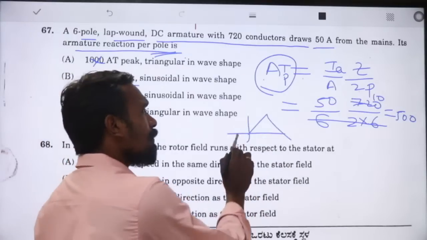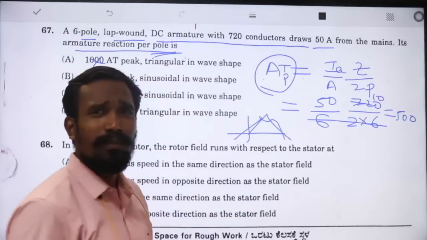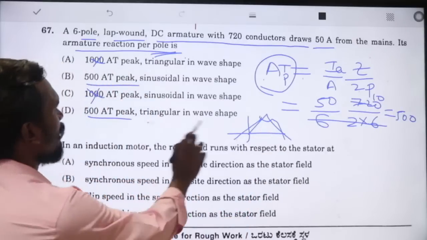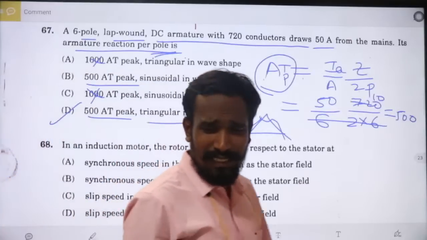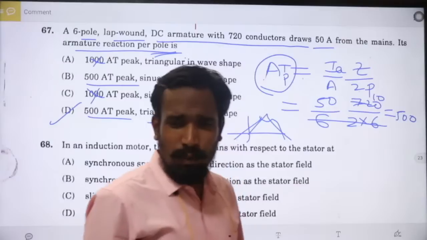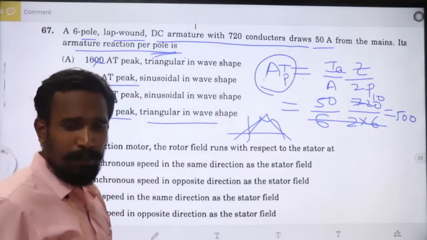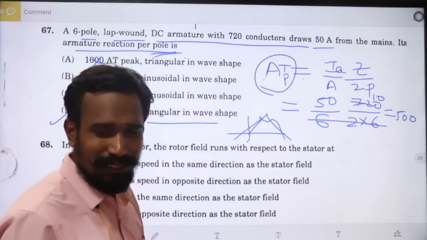Of course, the armature flux is the saddle type. So triangular wave shape is the 100% correct answer, guys. You can get the answer easily. Yes? What about the remaining people? Remaining people are not giving a response?